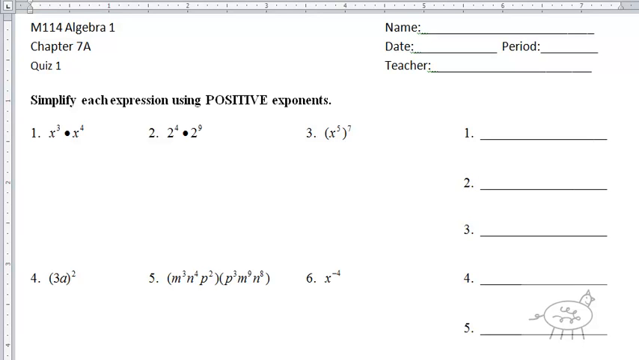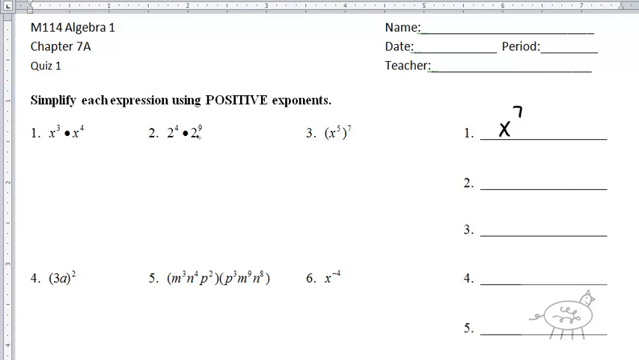All right, so the first problem. Everyone should get this one right. If you get this one wrong, then you basically don't know how to multiply exponents together. Variables with exponents. So what do you do when you multiply? You add the exponents. So basically it's 3 plus 4 is 7. So the answer to this one is x to the 7th. That's easy.